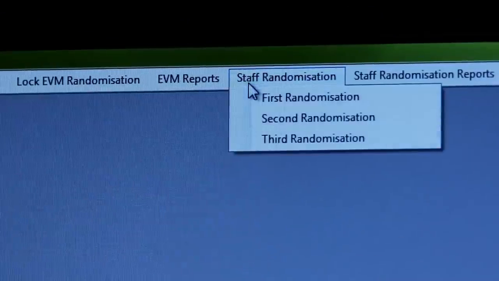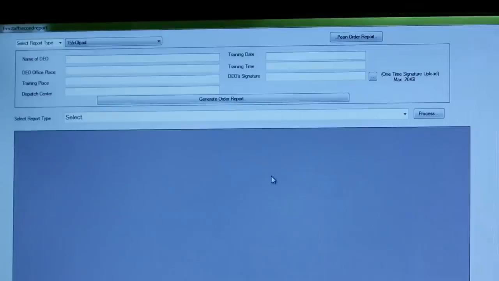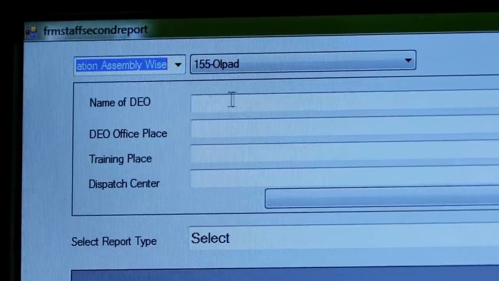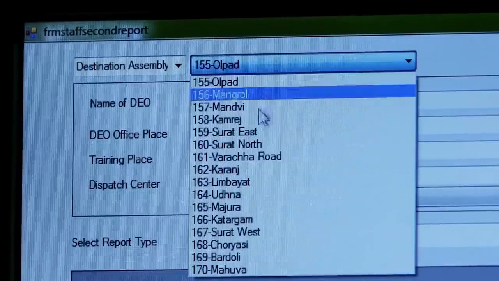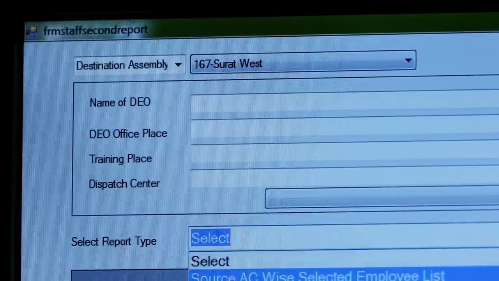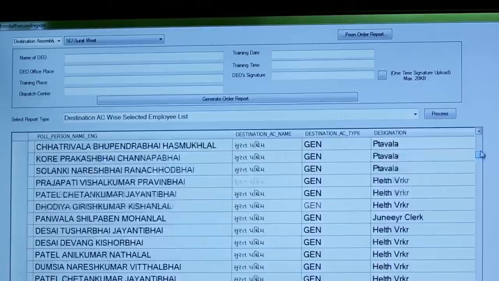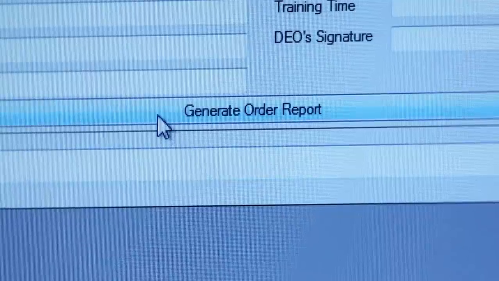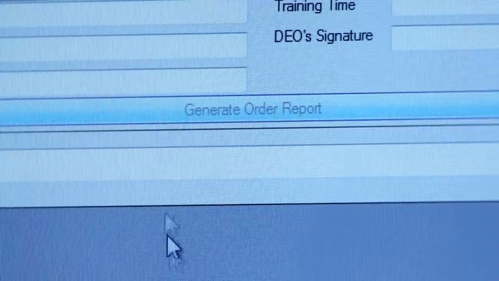Polling parties are formed at the second stage of randomization, which happens 6 or 7 days before the polls. AC gets revealed at this stage, but the actual polling station or PS is still not known. This stage requires the presence of observers.